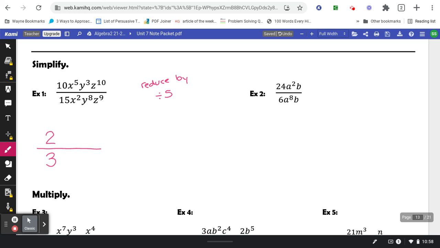And then for your x's, you're going to ask yourself, where are there more x's, in the numerator or denominator? Well, I have x to the 5th at the top and x squared at the bottom. So I know I have more at the top. And then I'm going to subtract them. 5 minus 2 is 3. So that means I'm going to write x to the 3rd in the numerator. What's really happening is x to the 5th is 5 x's.